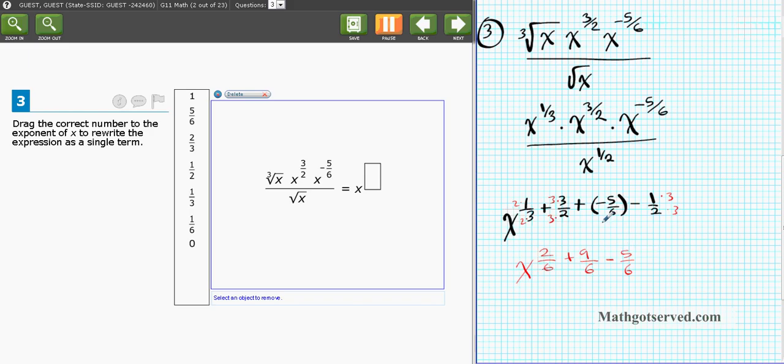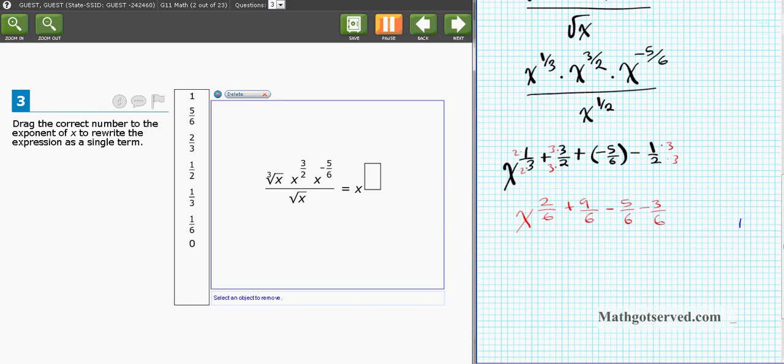And then the last one will be minus 3/6. Okay? So those are the numbers that we're going to be working with here. Alright, now let's go ahead and, since all the powers are now the same, we're going to just simply add up the fractions, okay?